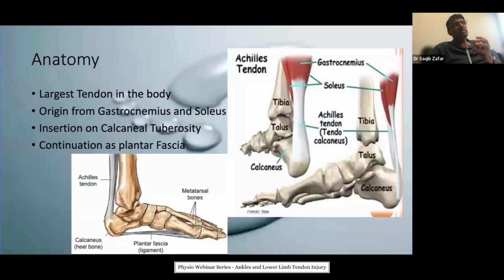As we know, the reason we chose this topic is that this is one of the very common presentations in general practice. In turn, it results in quite a large proportion of referrals to us in the Foot and Ankle Hub: to me, to Sam, and also to our podiatrist Emma.